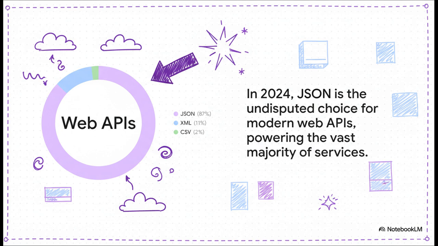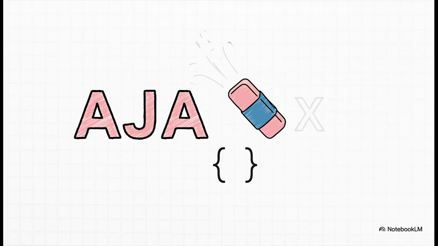They overwhelmingly voted with their code. Today, JSON isn't just the winner, it's the undisputed champion for web APIs, the gateways that let all our apps and services talk to each other. I mean, look at that. 87% market share. The battle for the web was over. It was a knockout. Yep, the verdict was in.